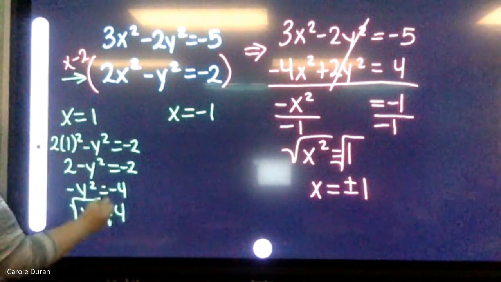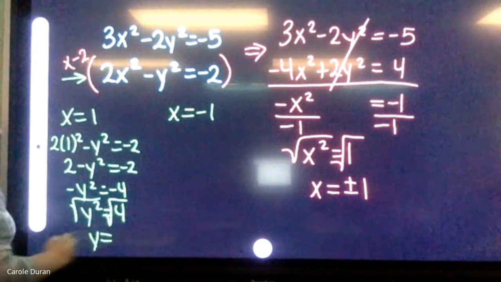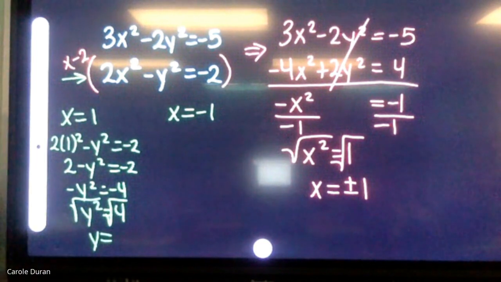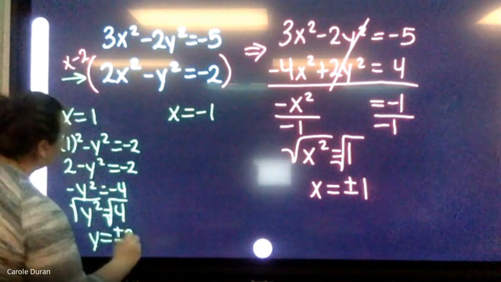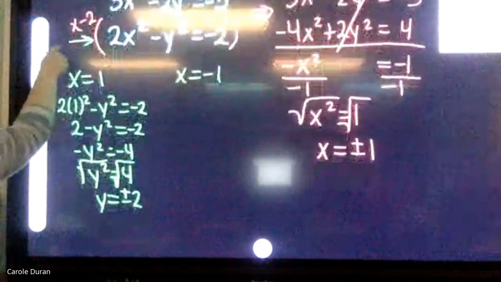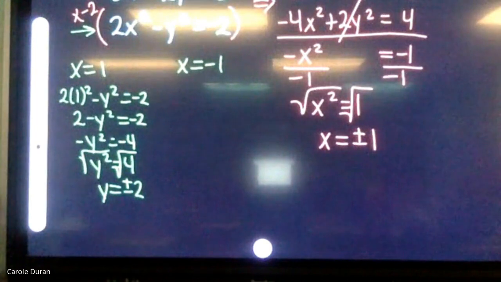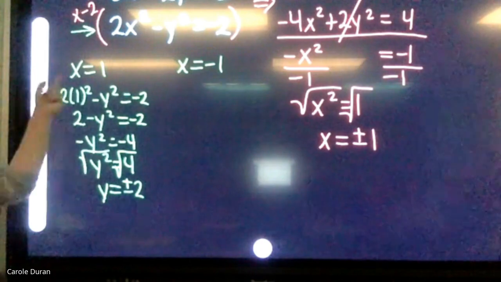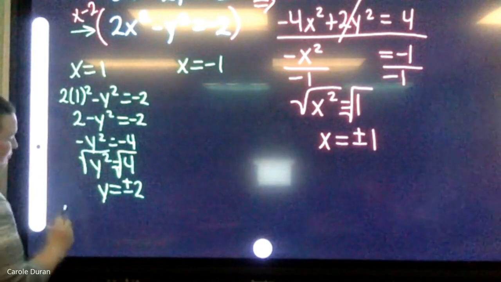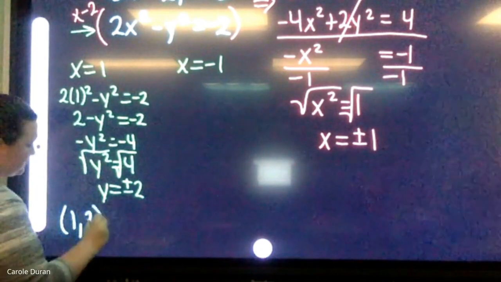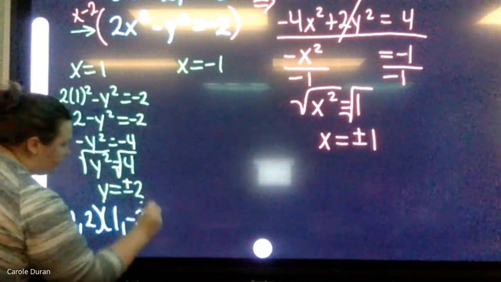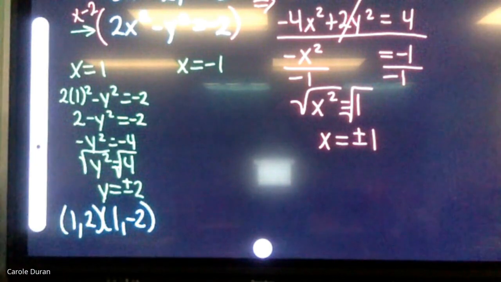I'm going to go ahead and square root it, and I get y is equal to what? Positive and negative 2. So plugging in a positive 1 gave me 2 y values, which means I'm going to have 2 points that are solutions that came from x equals 1. Those 2 points are going to be (1, 2) and (1, -2). And then I get to do this all over again, plugging in negative 1.